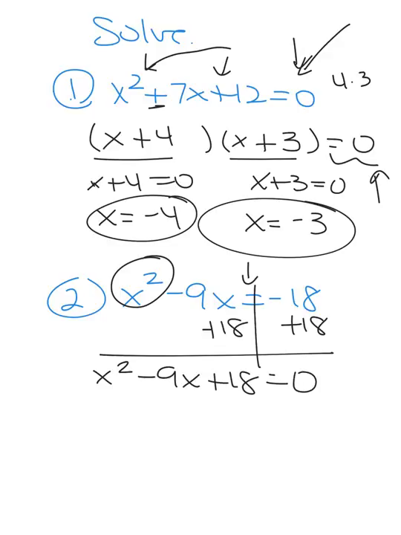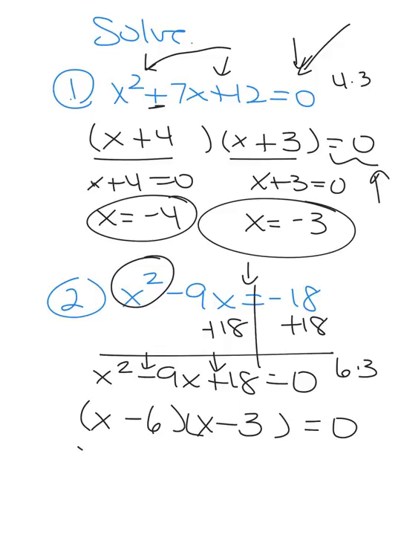I don't have a greatest common factor, so I can just go right into my two binomials. My signs are the same because of that plus, but this time they're both negative. The only way I'm going to get to x squared is x and x. So now I'm looking for factors of 18 that when I add them together, I get 9. So that's going to be 6 and 3.